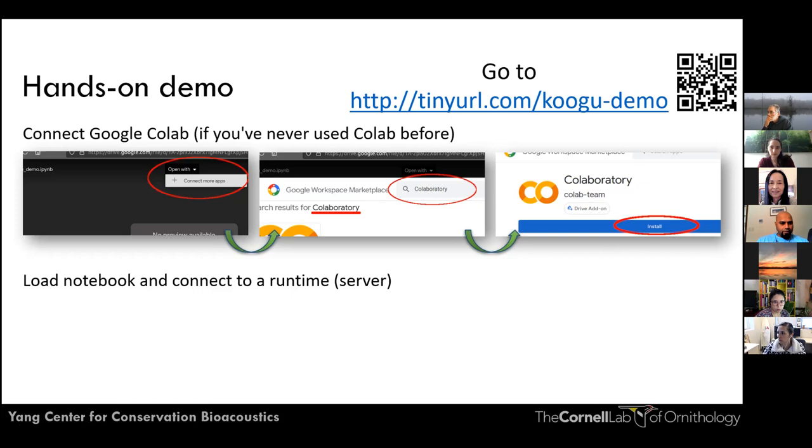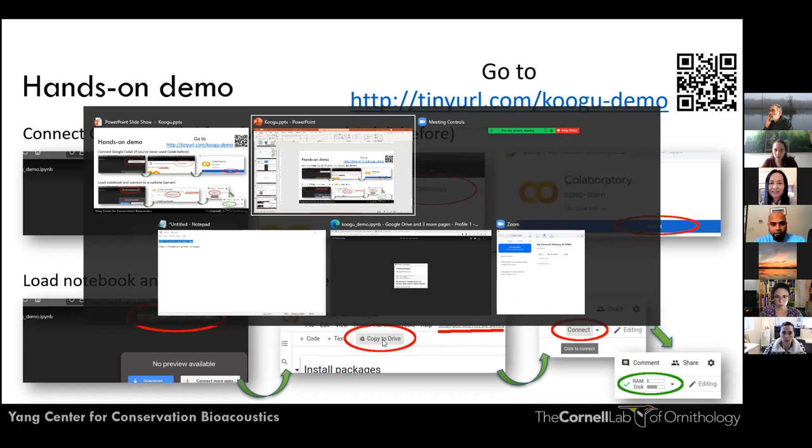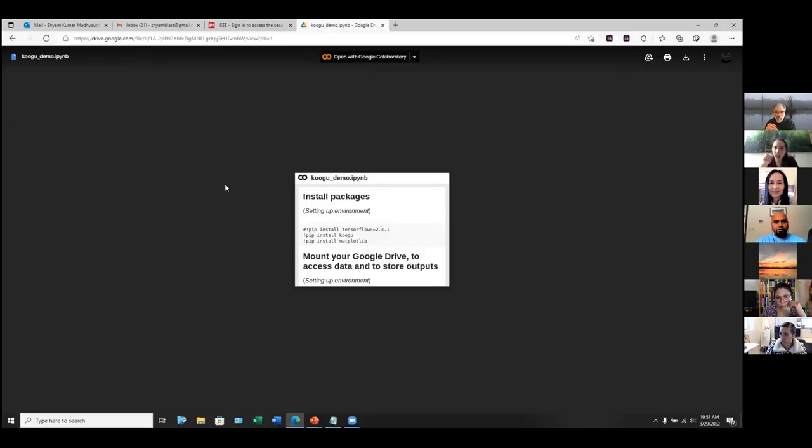Assuming that was done, or assuming you had access to Collaboratory before, you would see something like this instead, where it says open with Google Collaboratory. Click on that and it'll open in a new tab. At this point, let's switch to this as well. So can you guys see the browser on my screen? Yes. All right, so if you're here at this point, basically click on that.